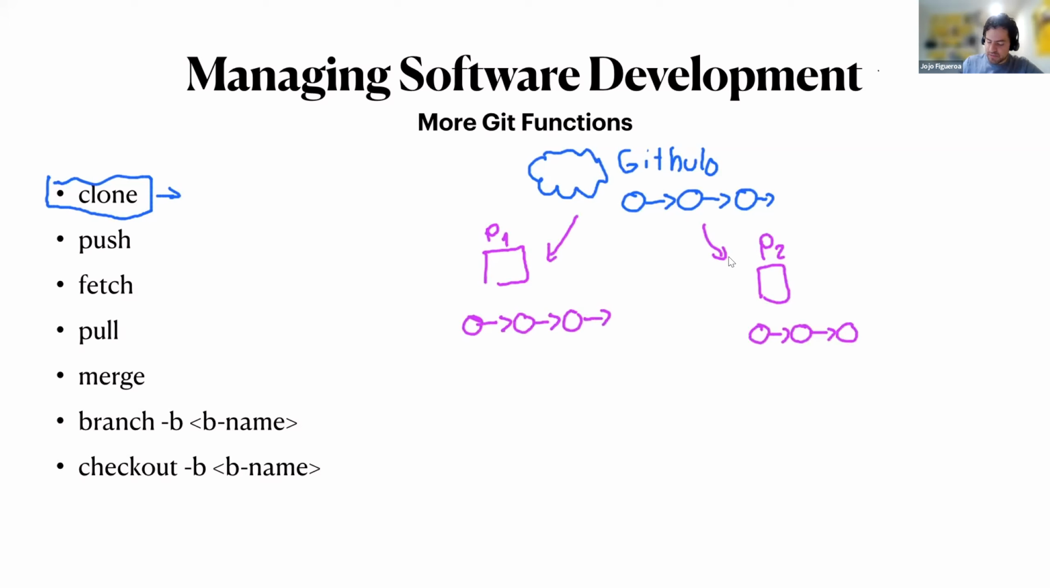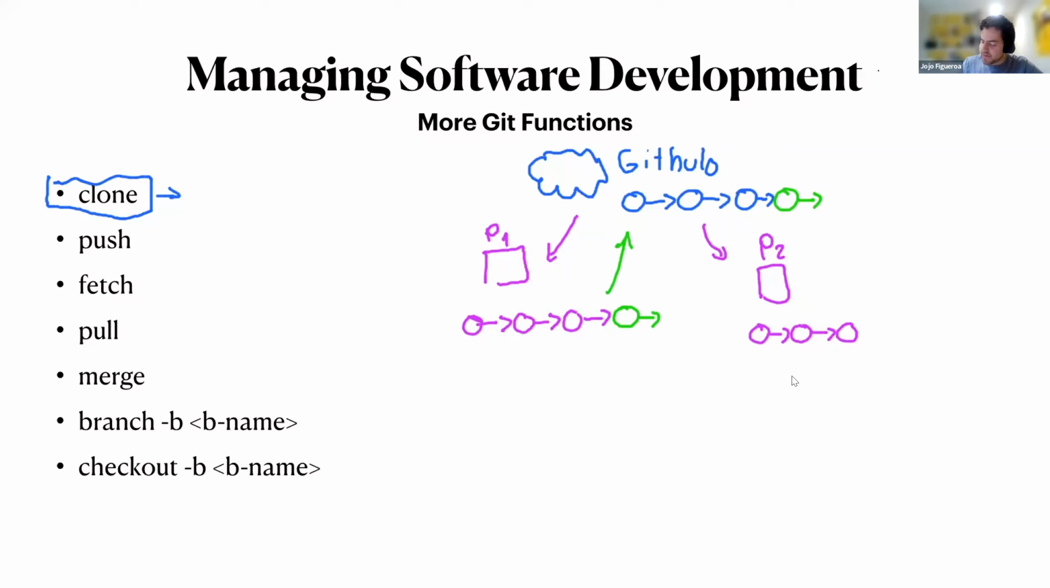Then git push will allow us, let's say that person 1 has made a new change and wants to make that modification available for everyone. So what we are going to do is push it into the server, let's say GitHub. So the change is going to be added into the server, so everyone can pull it back. So let's say that a push has been done.